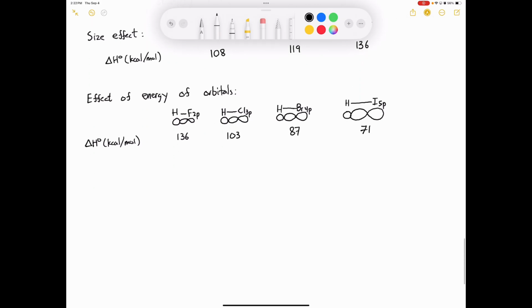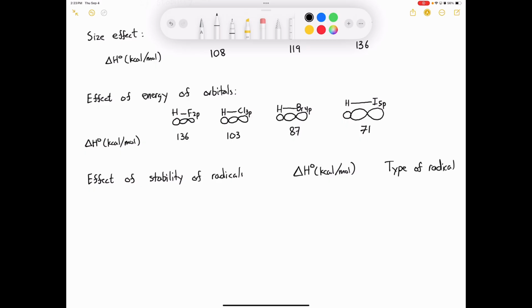Okay. Now let's go over the effect of the stability of radicals and what that means, okay? And we'll talk about how we rank stability next time. So effect of stability of radicals. All right. So we're going to have here delta H. Again, kcal per mole. And over here we're going to have type of radical.